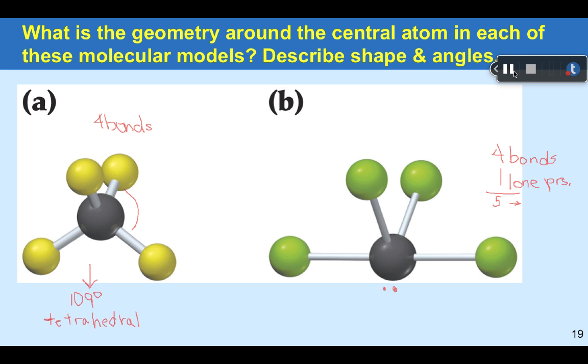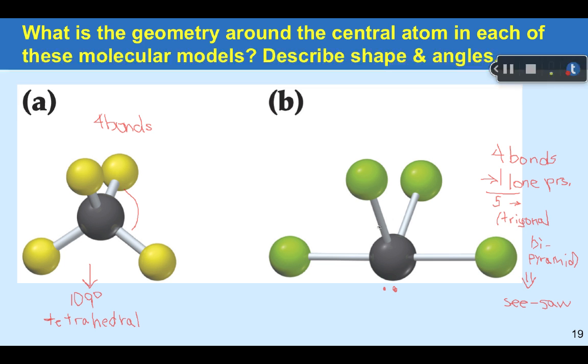And 5 charge clouds is what we call trigonal bipyramidal for the charge cloud geometry, but the molecular shape is not trigonal bipyramidal because we have a lone pair on that central atom. So instead, this is the funny one with the somewhat colloquial looking name. We call it seesaw geometry.